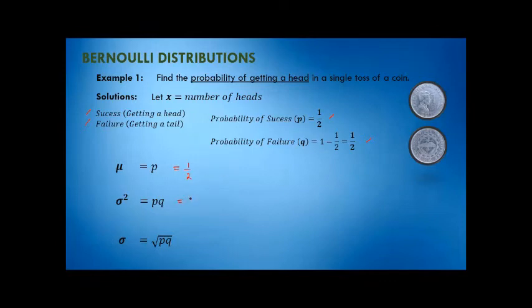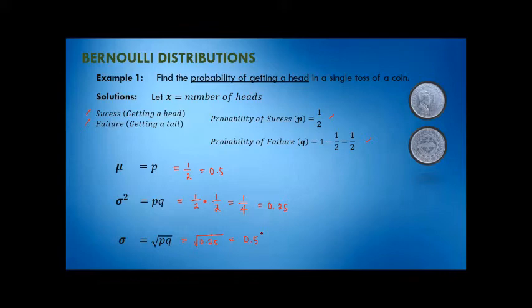Next, for the variance, this is the product of P and Q. So we have 1/2 times 1/2. The answer is 1/4. Or in decimal, pwede siyang 0.25. Also, 1 half, pwede siyang decimal na 0.5. Now, for the standard deviation, that is the square root of the variance. The answer is 0.5. So this is the first example for Bernoulli.